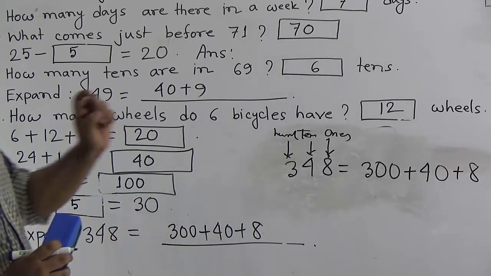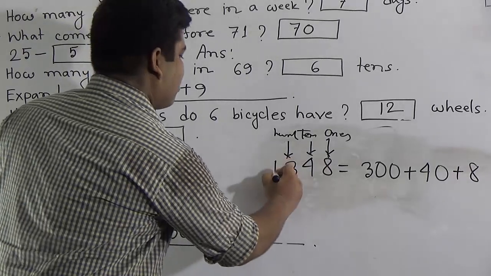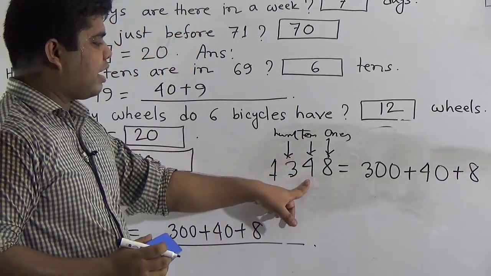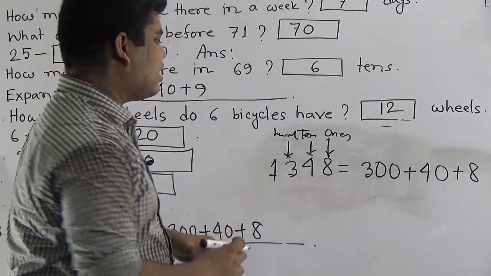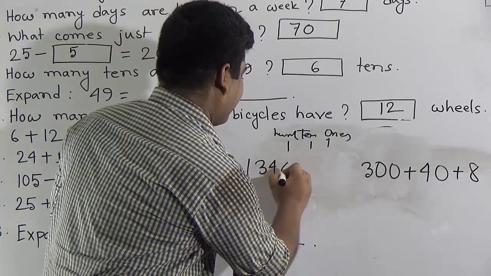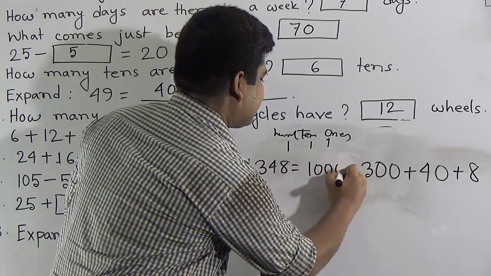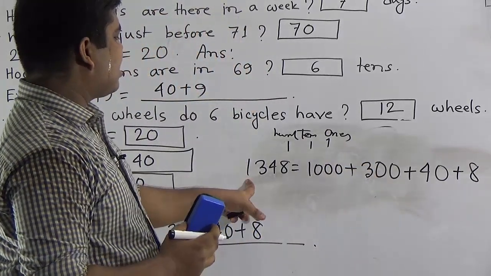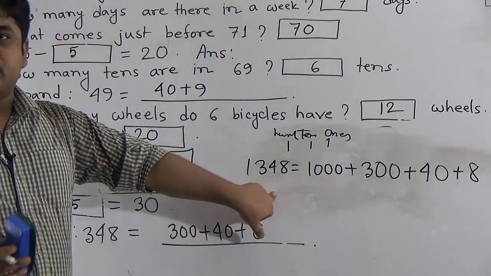If the number is 4 digits, that means 1348, then you write 1000 first. And this is the way of expanding a number.